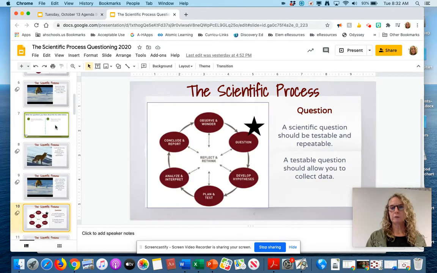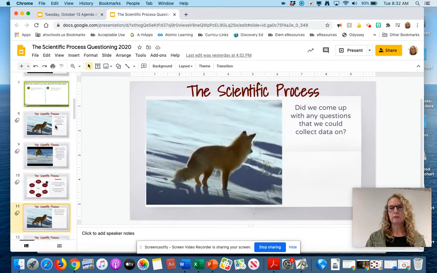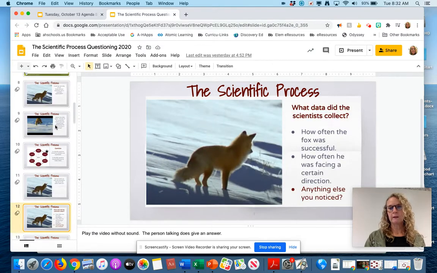So the scientific question should be testable and repeatable. A testable question will allow you to collect data. So what did we come up with? Any questions that we could collect data on about the fox? Yeah, how often was the fox successful at catching a mouse? How often was he facing a certain direction? Did you notice anything else that they talked about in the video?